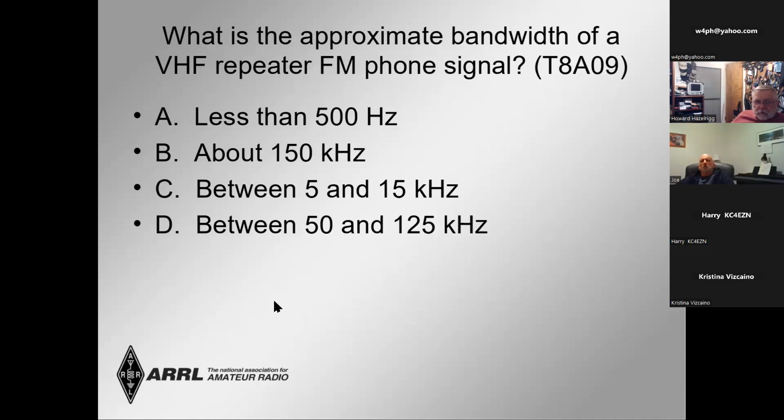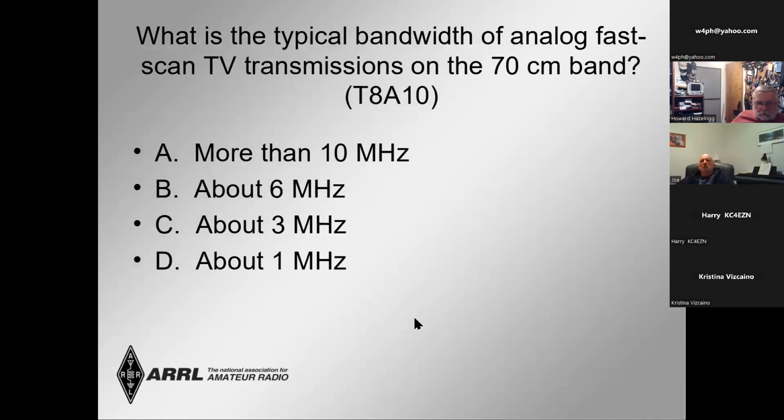What is the approximate bandwidth of a VHF repeater FM phone signal? Between 5 and 15 kilohertz. What's the typical bandwidth of analog fast scan TV transmissions on the 70 centimeter band? And I think that's B, about 6 megahertz.